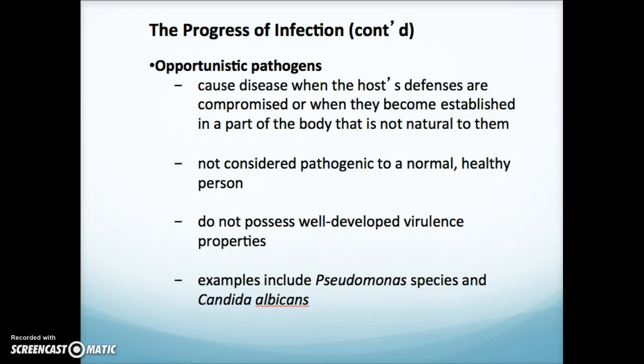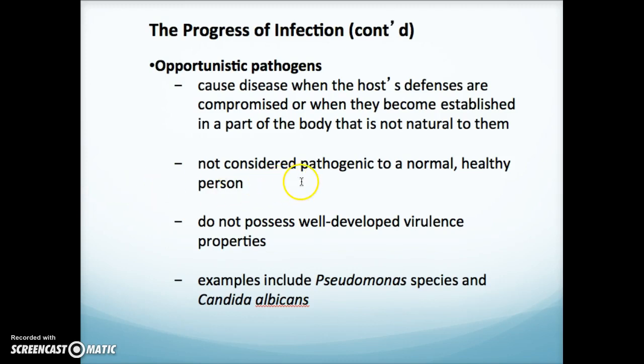We also have what we call opportunistic pathogens, and this is what you'll find more commonly with the natural biota. For some of our natural microbes, an opportunity arises that allows them to become pathogens. The cause of the disease is often when the host defenses are compromised, or another big one is they become established in a part of the body that is not natural for them. So perhaps it's a microbe that's normally found on the skin, and somehow we get it into our GI tract. That can cause a problem.